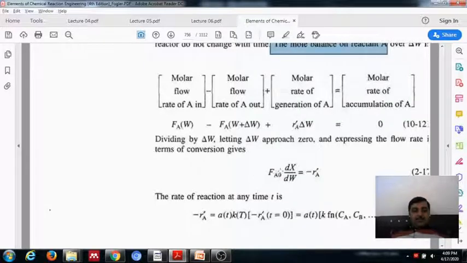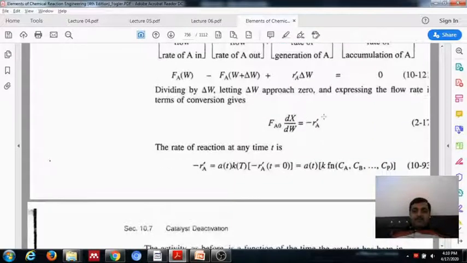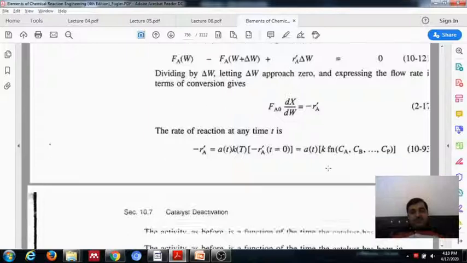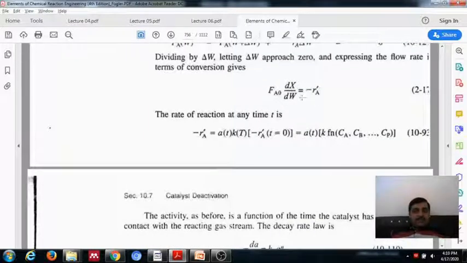If we differentiate this, that becomes FA0 dX/dW equals minus RA. Now my RA is a function of activity, rate constant, and the initial rate, which we can say is K into a function of the concentration of species. That is what the usual rate is. So let us keep this equation with us.